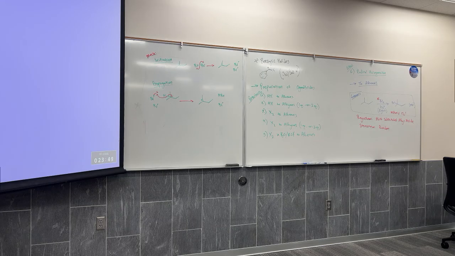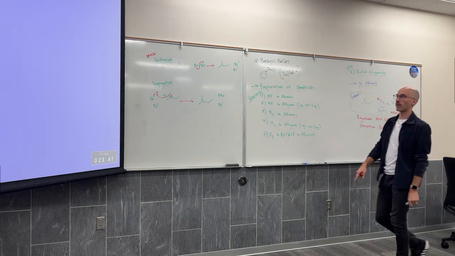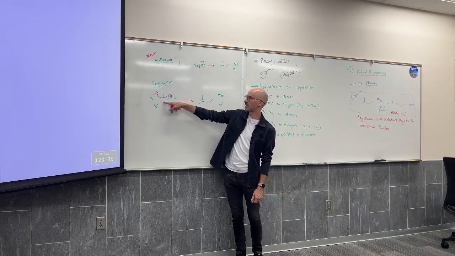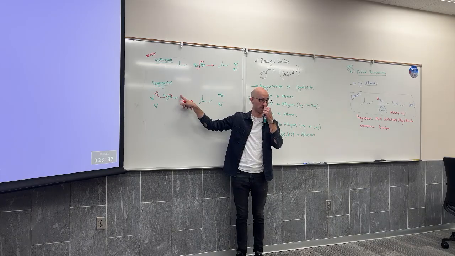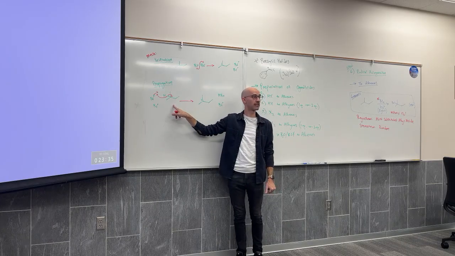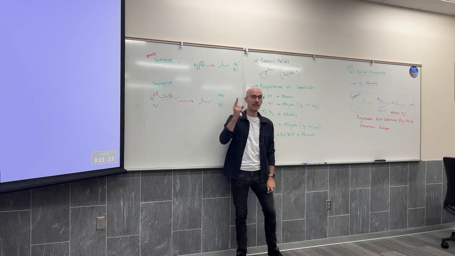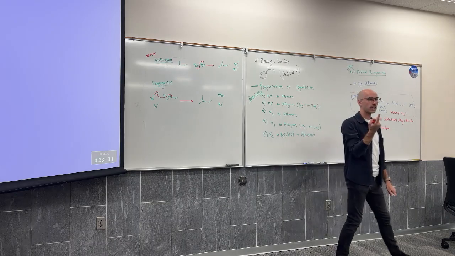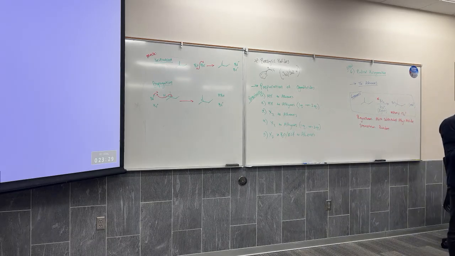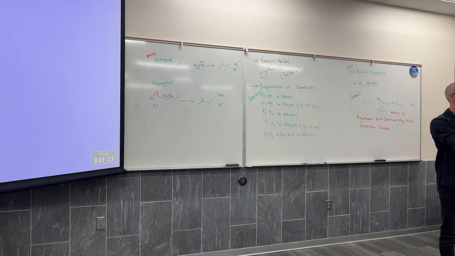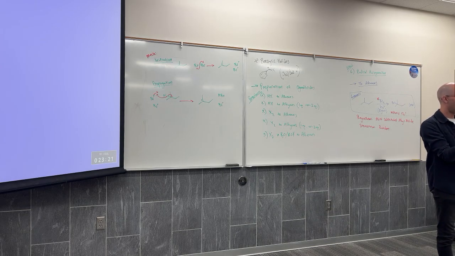Why does this radical form? Why does the bromine take this hydrogen? There are 9 hydrogens that are attached to primary carbons. There are 2 hydrogens attached to the secondary carbon. There's only 1 hydrogen in this molecule that is attached to a tertiary carbon. So why does the bromine go to that 1 hydrogen?